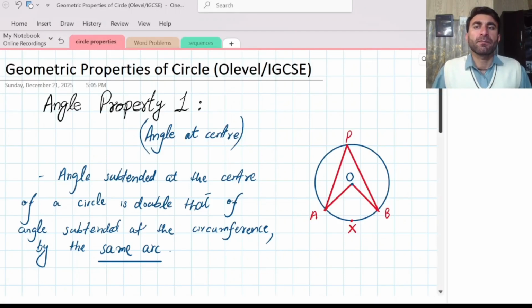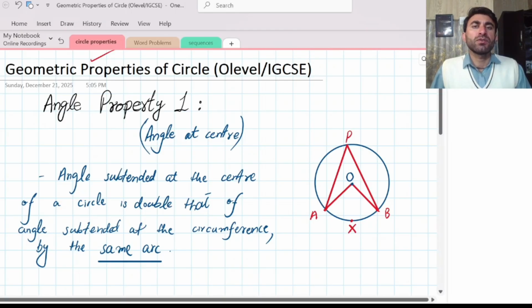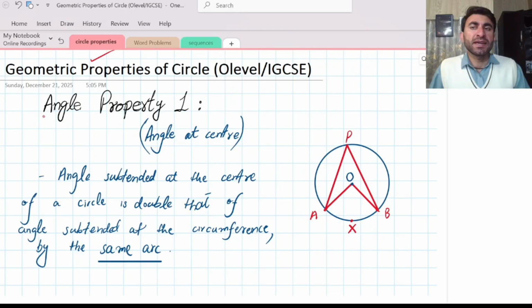Hello and welcome back. So in this video of geometric properties of circle, we are going to start the angle properties of circle. And let us explore the first angle property in this video. It is about the angle at center of a circle. It states that angle subtended at the center of a circle is double that of the angle subtended at the circumference by the same arc. The angles at the center and at the circumference must be subtended by the same arc.